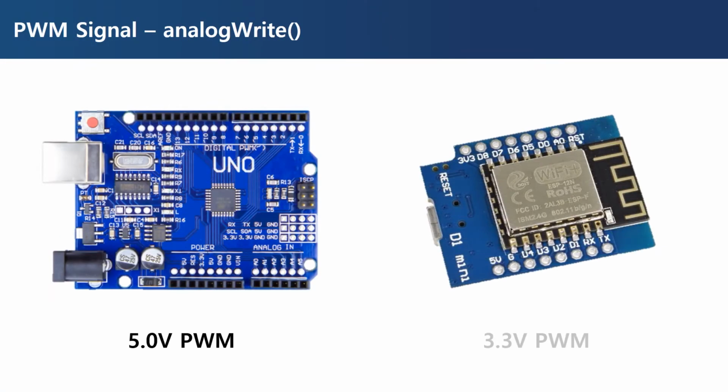These widely used boards, the Arduino Uno and D1 Mini, both provide a function called AnalogWrite. But unlike the name of this function, it actually generates a PWM signal, instead of an analog signal. On average, it can approximate the voltage level of an analog signal, but there are some cases where this digital signal cannot be used directly.